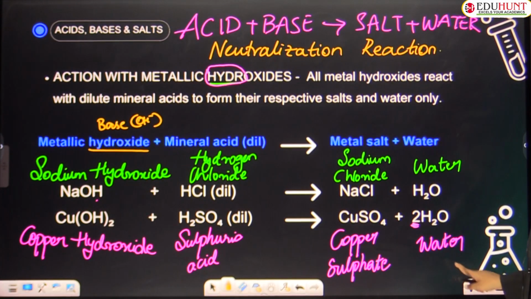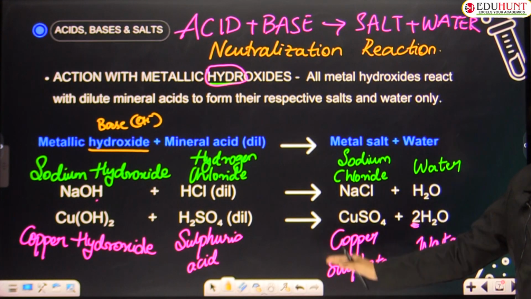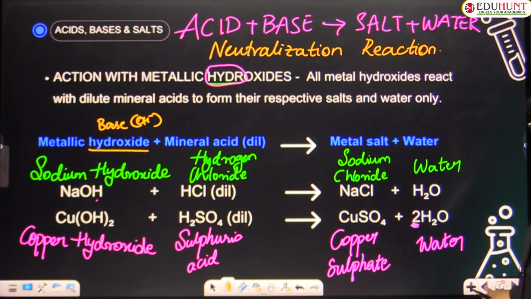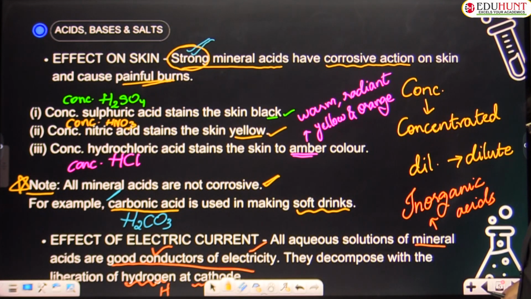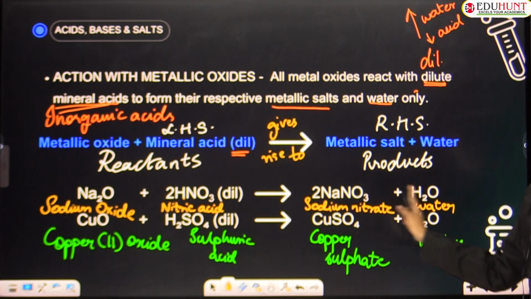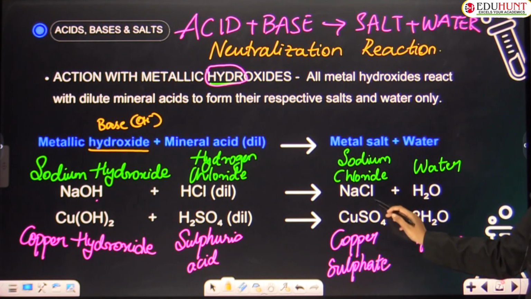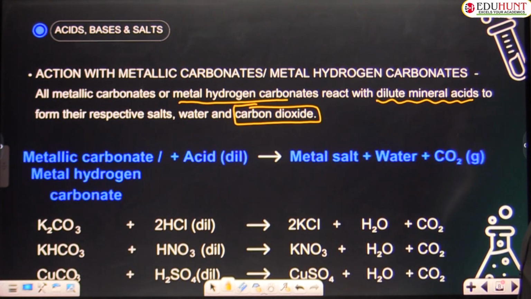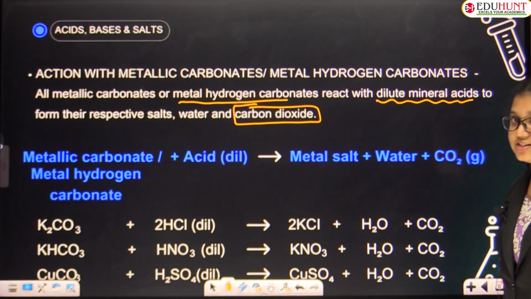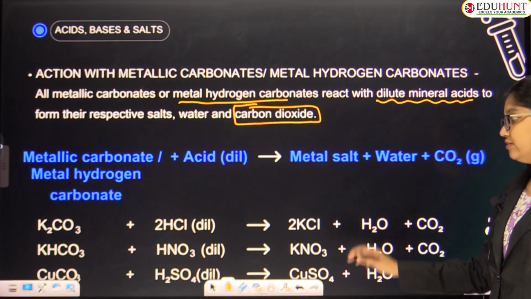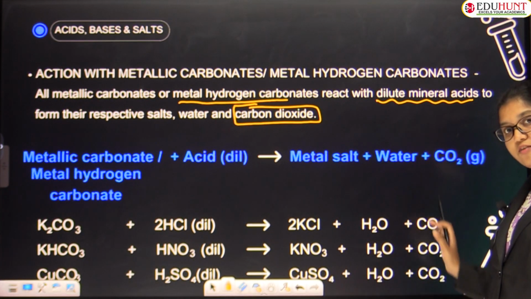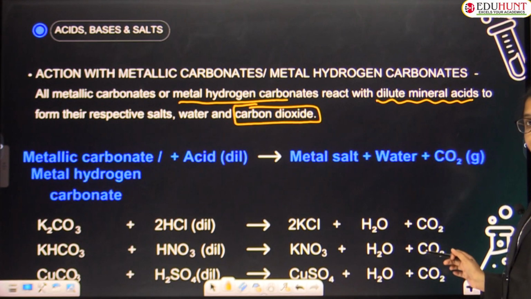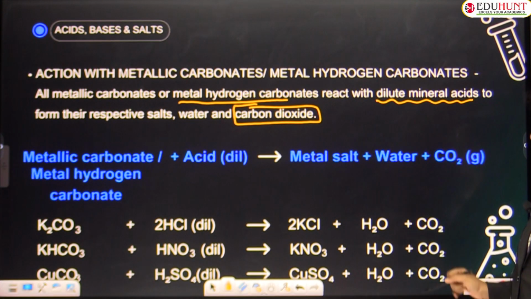Did you see any extra thing other than metal, salt and water? No, right? Just metal, salt and water. Here also metal, salt and water. But from the carbonate section, we have a difference. Including the metallic salt and water, we do have another product, that is carbon dioxide. Note that point, okay children?